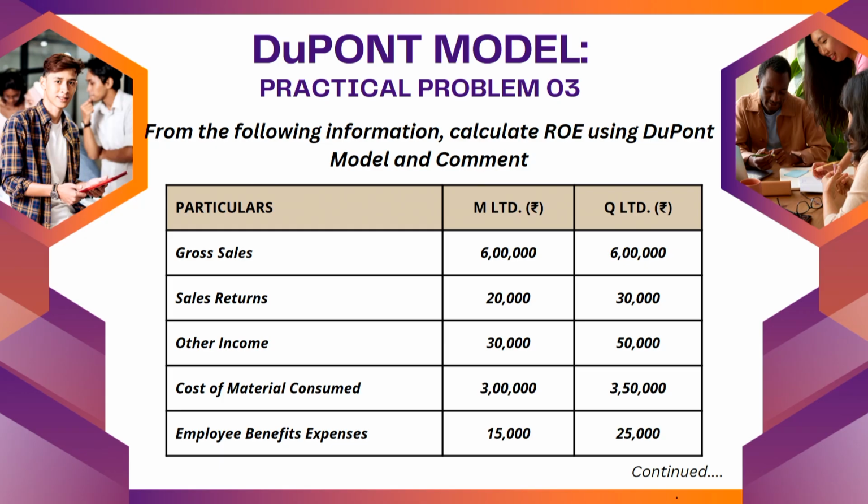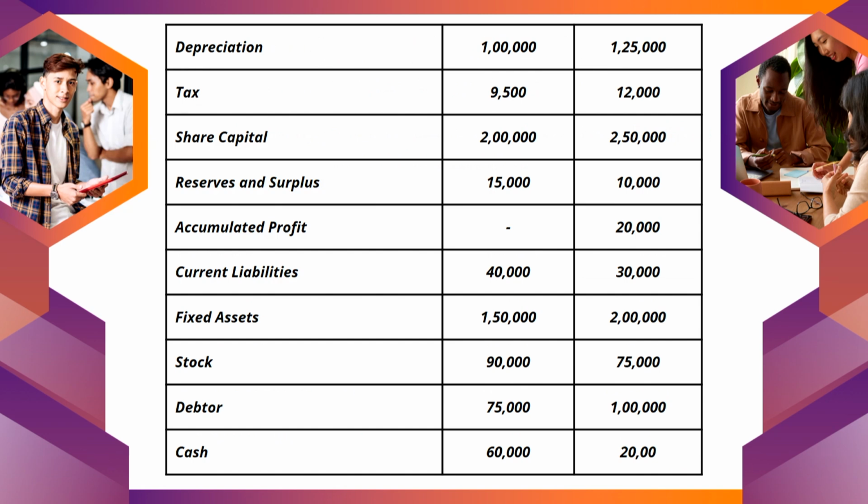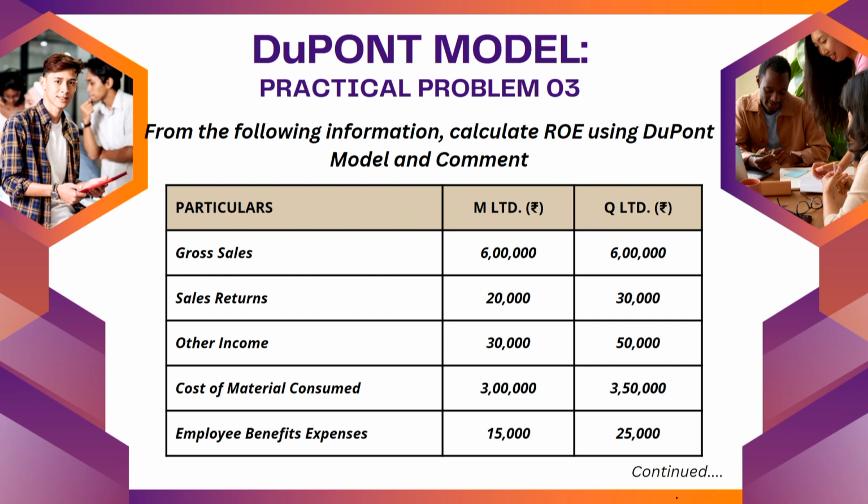Question number 3. From the following information, again we are required to calculate ROE using the DuPont model and we have to comment on the same. Again we are provided with the information of the two companies. One is the M Limited, another is the Q Limited. Gross sales is given, sales return is given, other income, cost of goods material consumed and employee benefit expenses given along with the depreciation, taxes, share capital, reserve and surplus, accumulated profit, current liabilities, fixed assets, stock, debtor and cash.